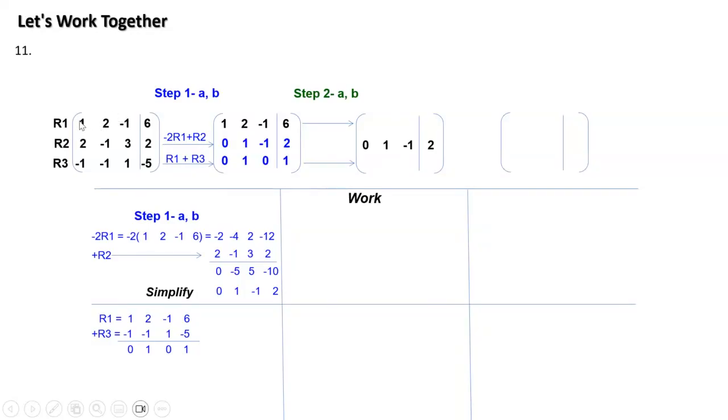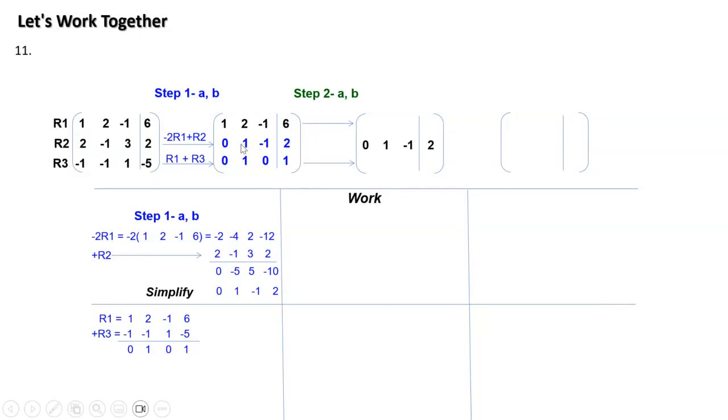In step 1, we use row 1. In step 2, we use row 2 to get rid of the other 2. In step 3, we're going to use row 3. So here, guys, in step 2, we're going to use this 1 in row 2 to get rid of the 2. To get rid of the second column, the 2 and the 1 on equations 1 and 3, on row 1 and 3.